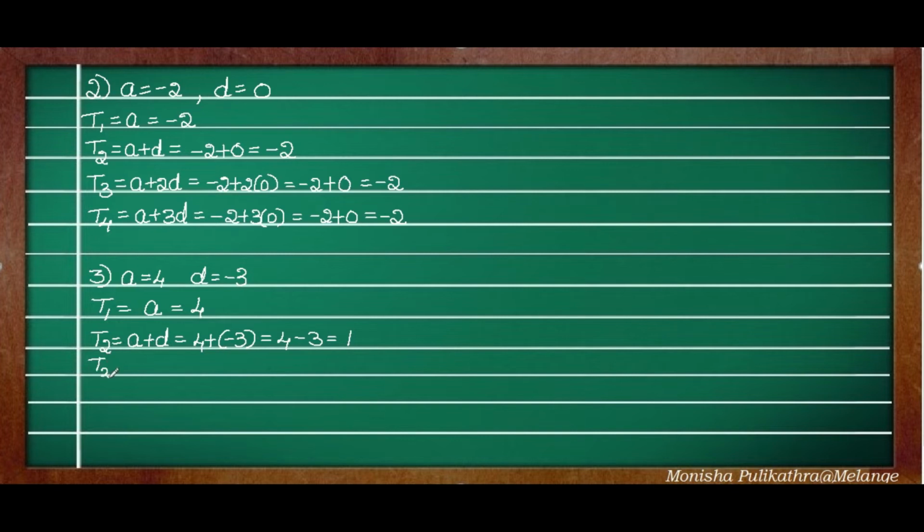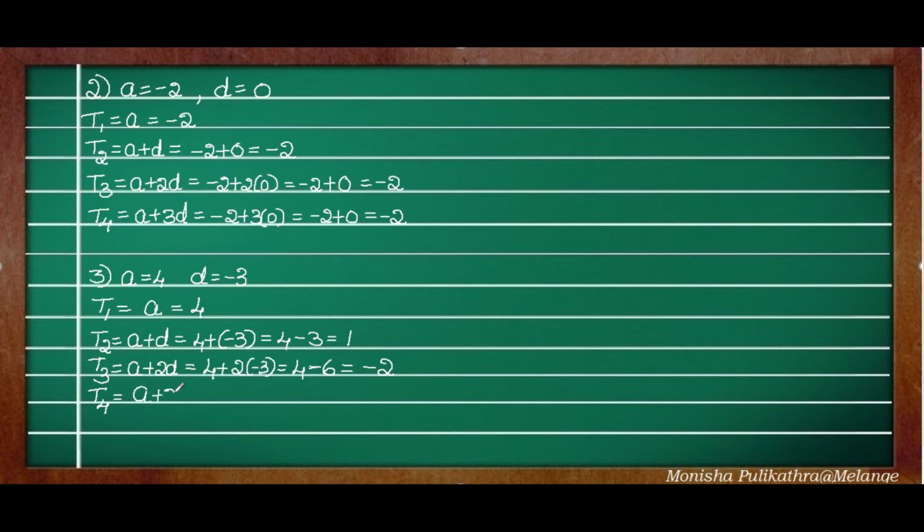So next, the third term is given by A plus 2D is equal to 4 plus 2 into minus 3. So this will be 4. Here plus into minus, first the sign interchange you have to do here. You have to multiply plus into minus. Plus into minus is minus. Bracket is nothing but multiplication. So 2 into 3 is 6. So it will become minus 2. 4 minus 6 is minus 2. So next is the fourth term.